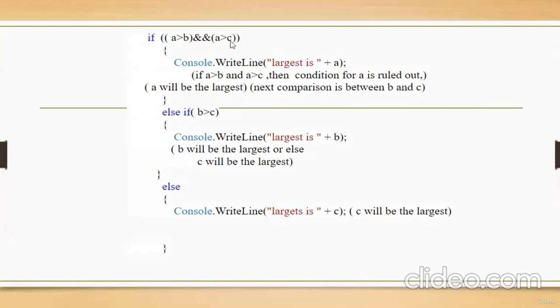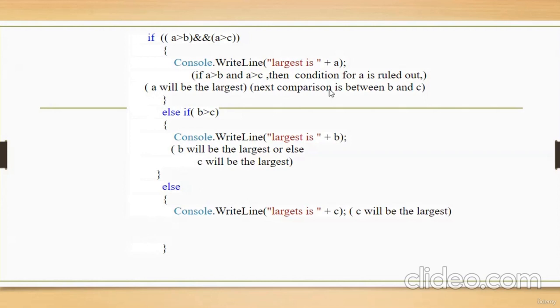That will give a true output only if both halves are true values. In this case, that happens only if the first number is greater than the second and the first is greater than the third as well. So if A is greater than B and if A is greater than C, then the condition for the others is ruled out and A will be the largest.